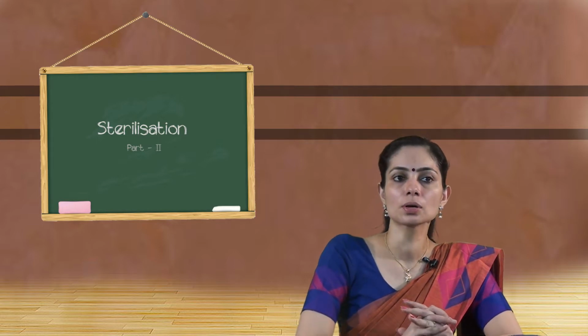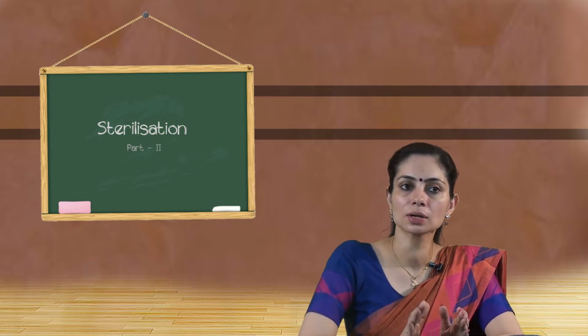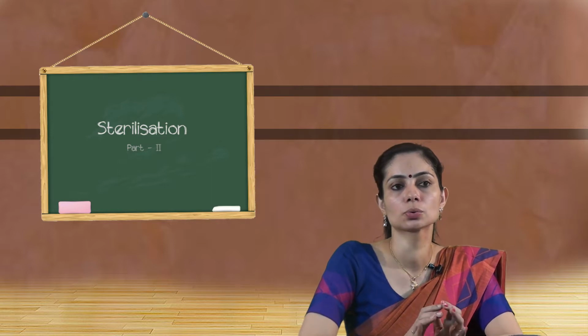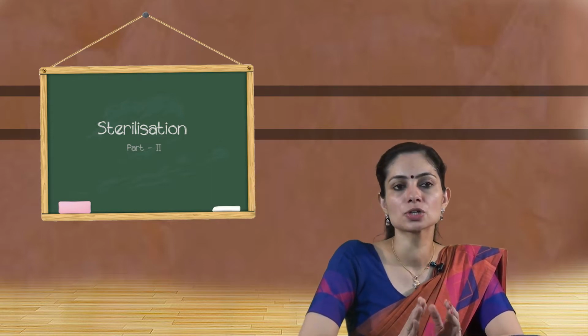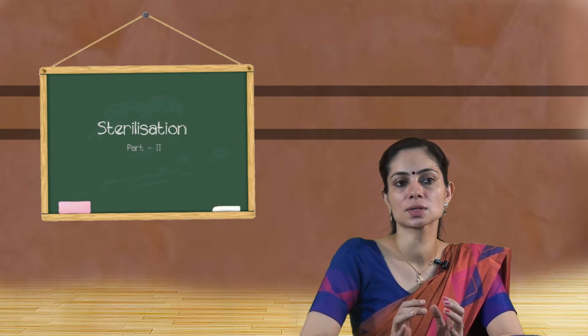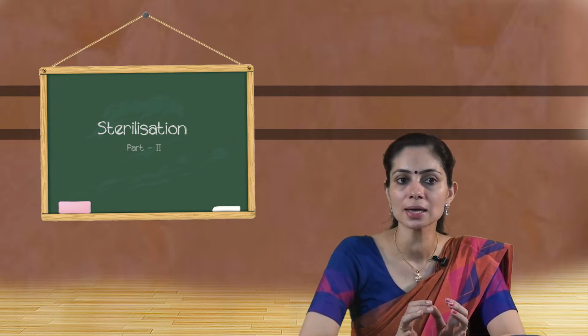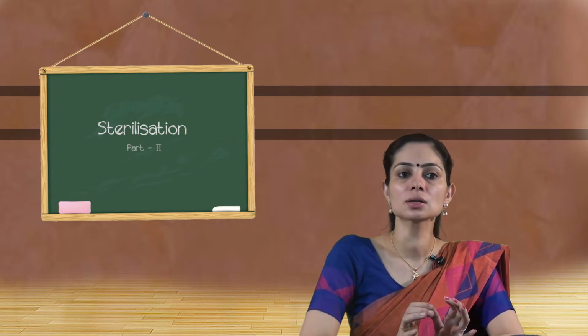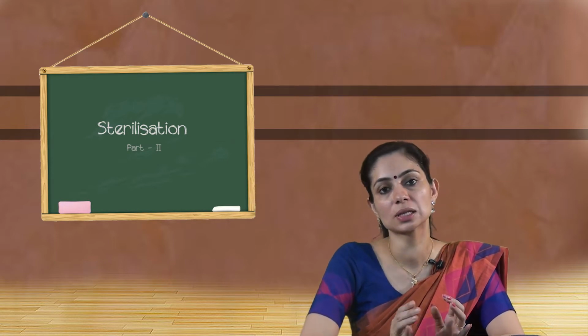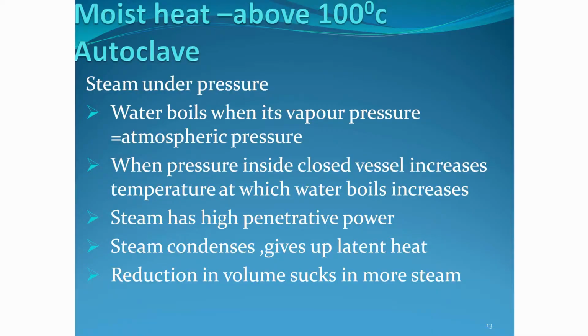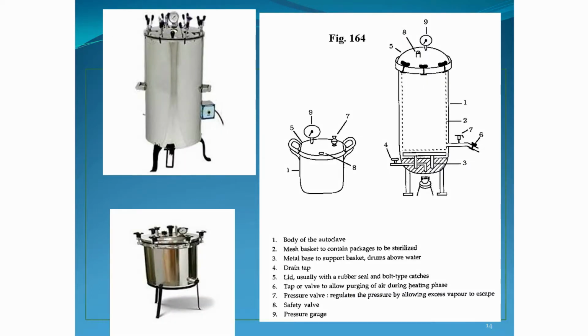We know that water boils when its vapor pressure is equal to the atmospheric pressure. When pressure inside a closed vessel increases, the temperature at which water boils also increases. Steam has high penetrating power and it condenses, giving up all its latent heat. There is a reduction in volume which sucks more steam into it. Based on this principle, the pressure cookers used in the house also work. The same thing you can see in an autoclave.